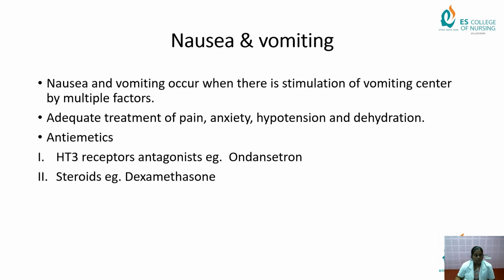Next, nausea and vomiting. Nausea and vomiting occur when there is stimulation of the vomiting center in the brain by multiple factors. Adequate treatment is needed for pain, anxiety, hypotension and dehydration. The antiemetics we use are 5-HT3 receptor antagonists, that is ondansetron, and steroids, for example dexamethasone, rarely. First preference is ondansetron only, and if it is not available we can give dexamethasone, a steroid.